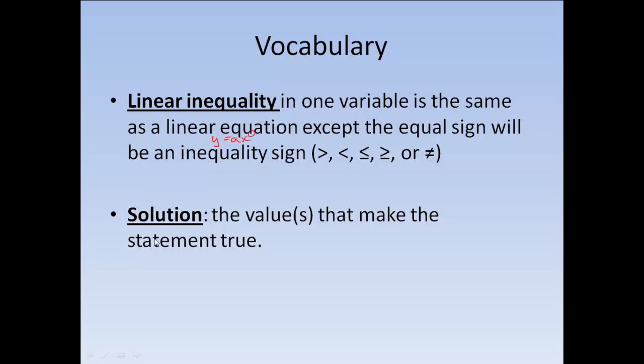Now the next one, a solution. A solution is any value that makes your statement true. So if I have the inequality x is greater than 7, a solution could be 10 because 10 is greater than 7. A solution could be 215 because 215 is greater than 7. Now 3 would not be a solution because that would be false. 3 is not greater than 7, so that would not be a solution. So it's any value and all values that make your statement true.